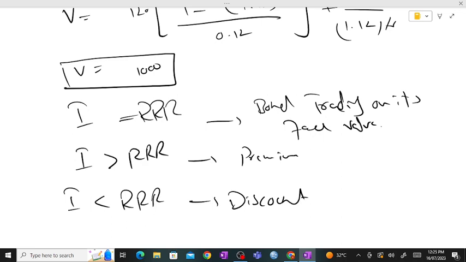These were some of the requirements we have in example number 6 of your book to get an understanding of what the intrinsic value of the bond is.